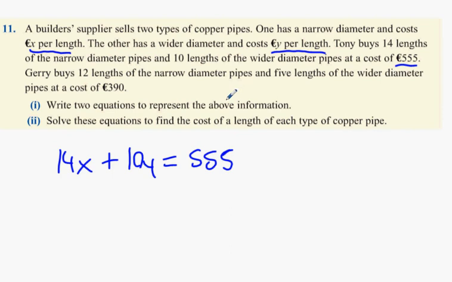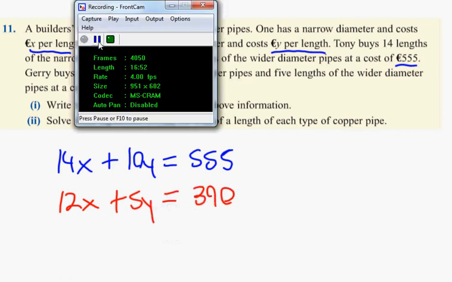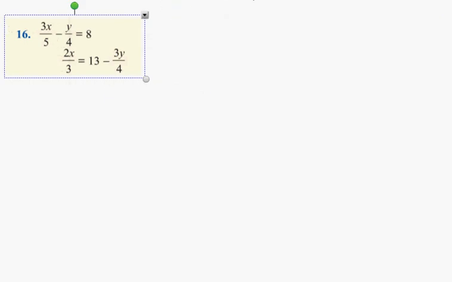And then after that, Jerry buys 12 lengths, 12x, and 5 lengths of the wider diameter. That's the easy one, wasn't it? 390.